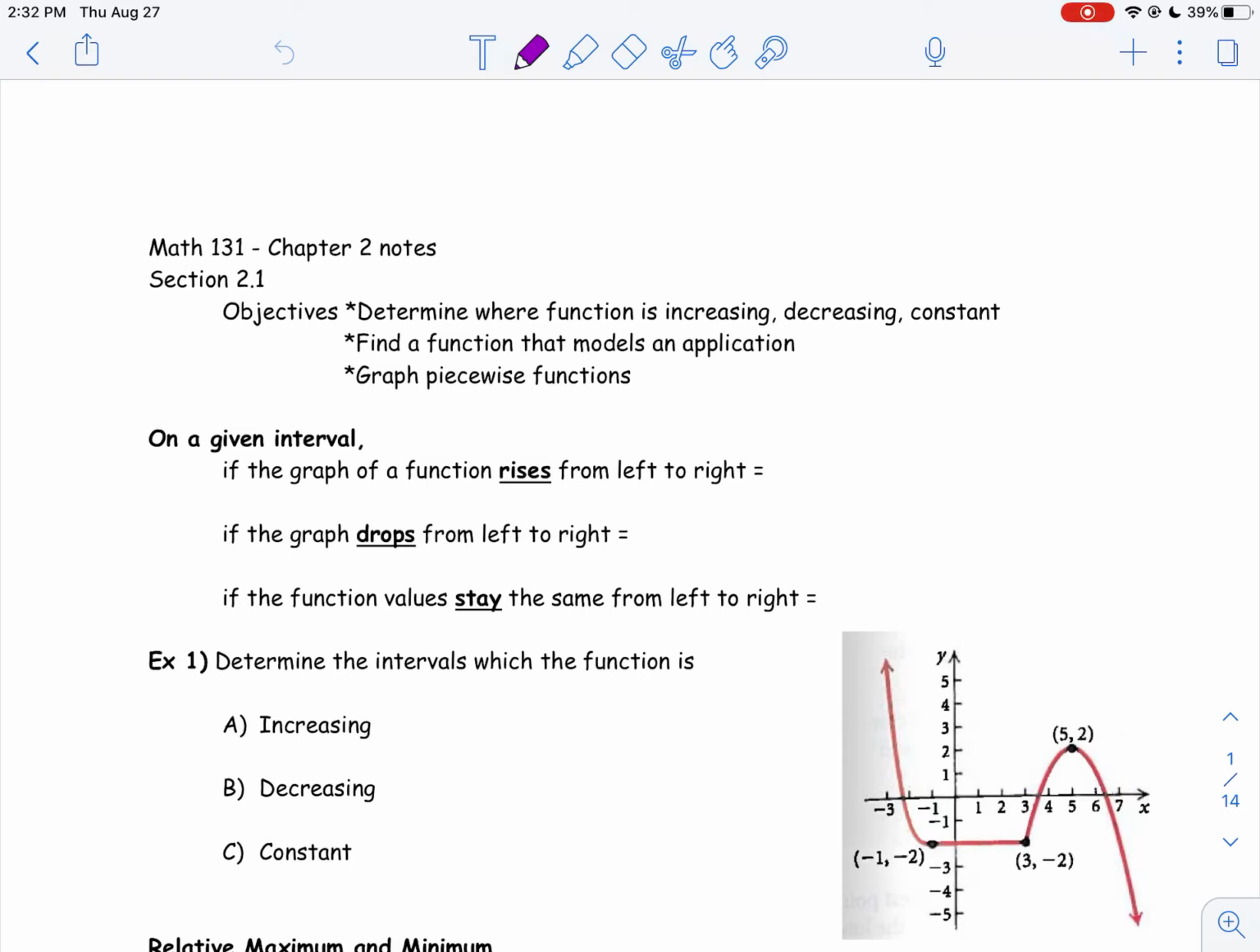In the first section, we're going to talk about just describing graphs. We're going to introduce some vocab and work with interval notation a little bit here. We're also going to take a look at piecewise functions.